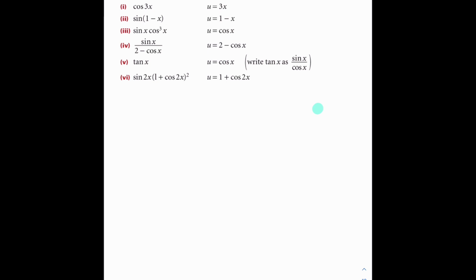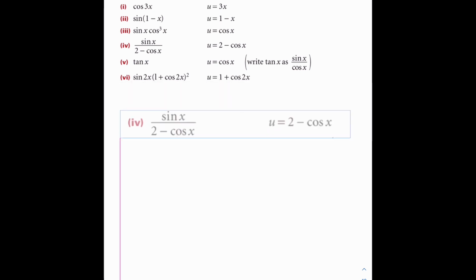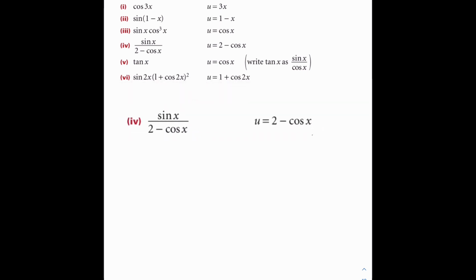Integrate the following by using the substitutions given or otherwise. So I'm doing question number four: sin x upon 2 minus cos x, and you have to take the substitution as 2 minus cos x. So u is 2 minus cos x, so du upon dx is going to be sin x, because the derivative of cos x is negative sin x, so negative and negative becomes positive. So dx is going to be du upon sin x.